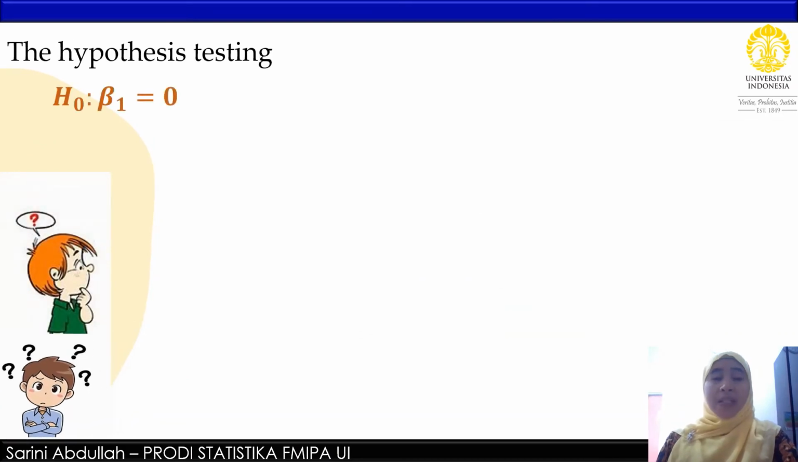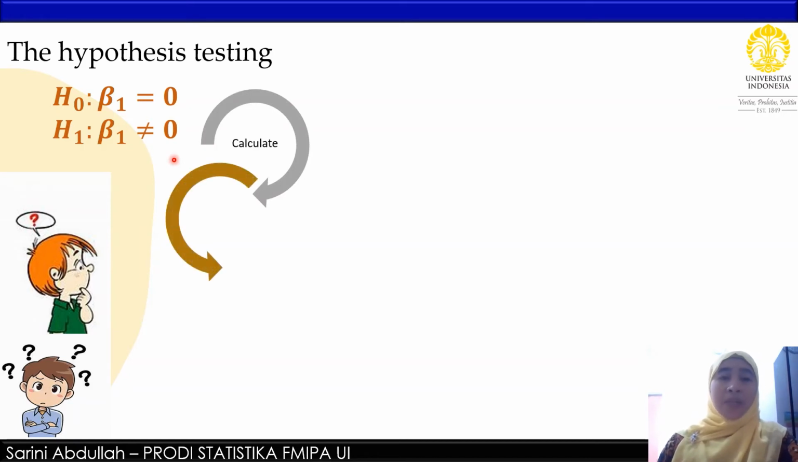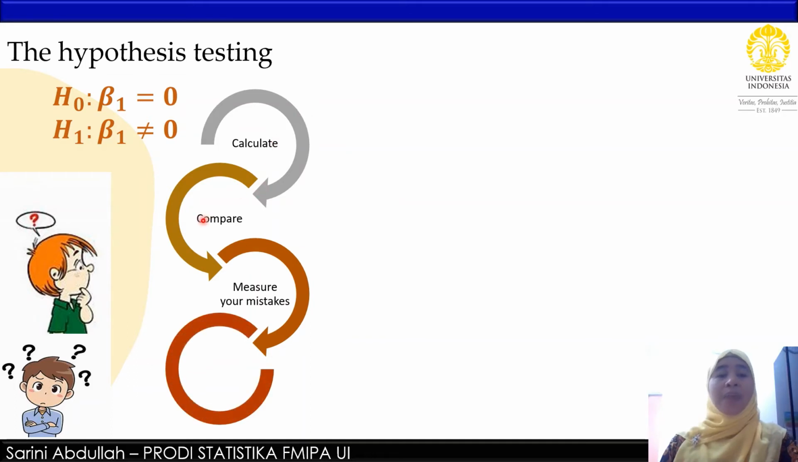So what does the illustration tell us? It tells us that to test whether the model is useful or not, we need to test whether the beta 1, the regression slope, equals 0 or not. To test this hypothesis, we need to do some calculation, compare that calculation with something else, and measure your mistakes, whether you are making a good decision or not.